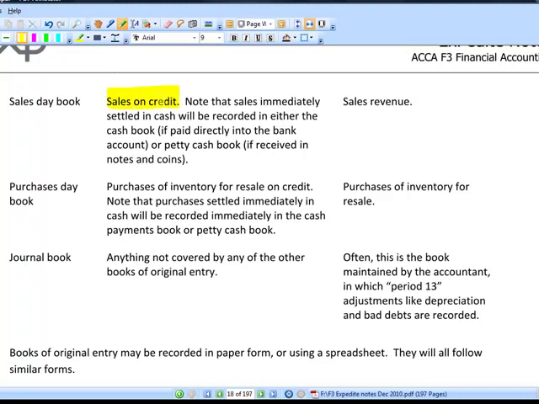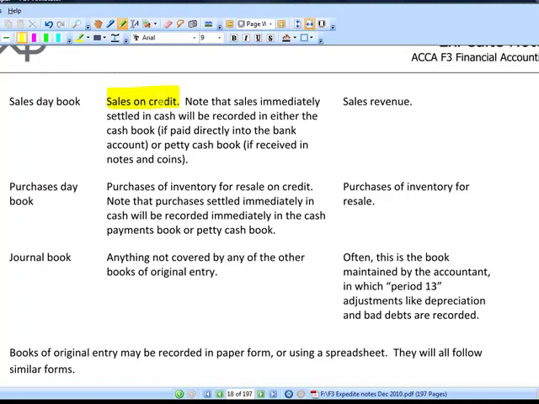If a sale is made for cash, well, it depends. If it's made in literally cash, notes and coins, it would go through the petty cash book. If a sale is made and the payment goes directly into the bank account, maybe because somebody pays by bank transfer or credit card, then in that situation it would go through the cash book.